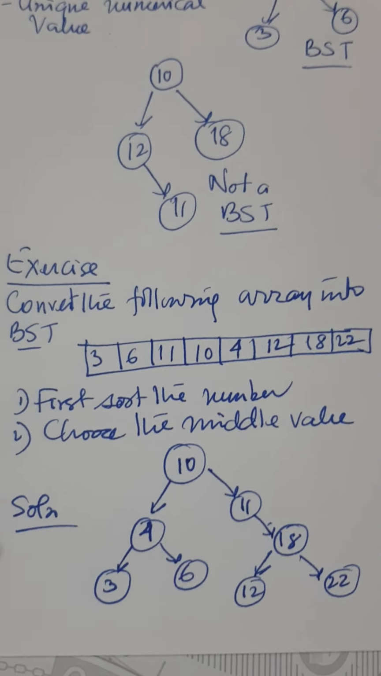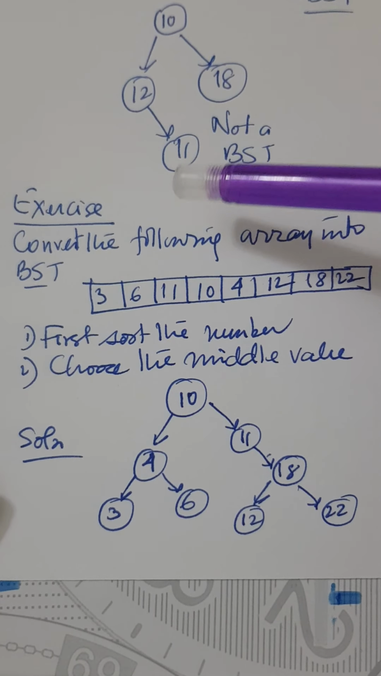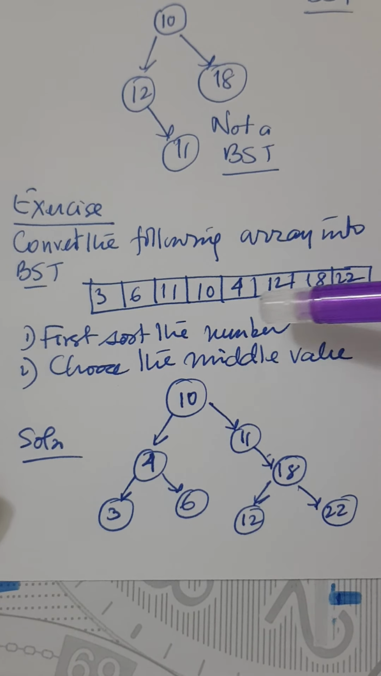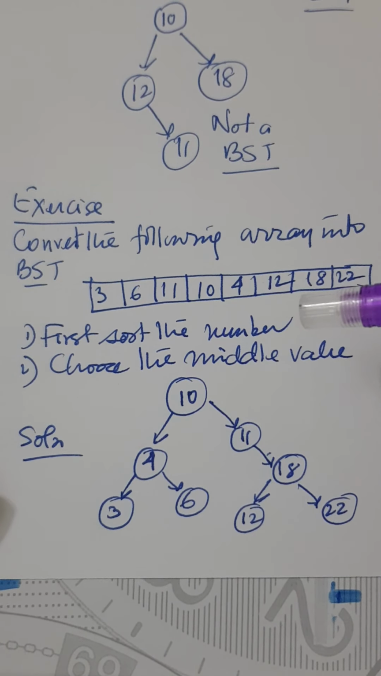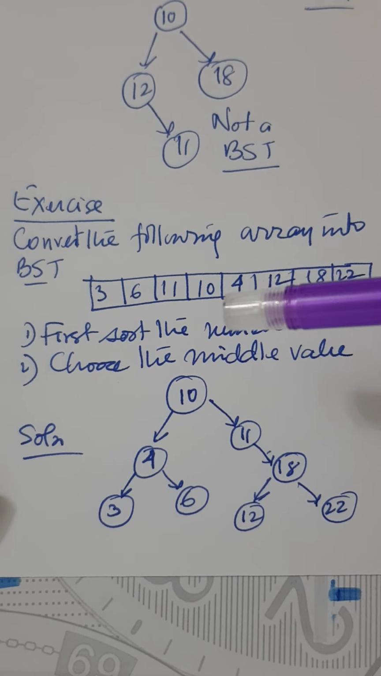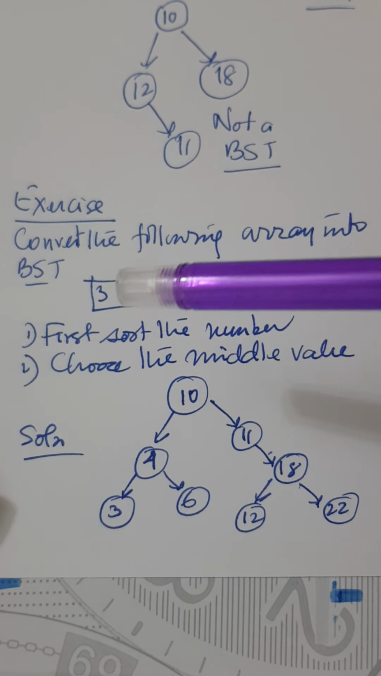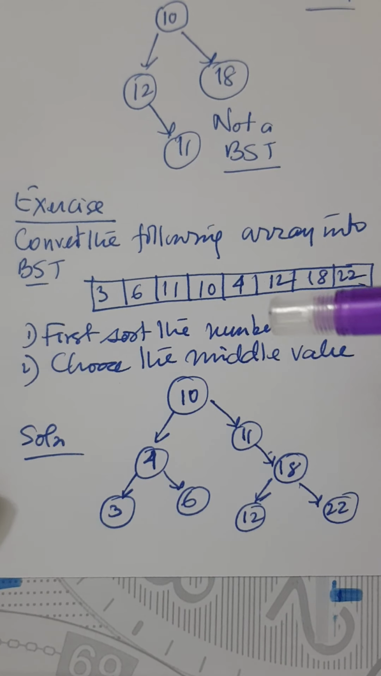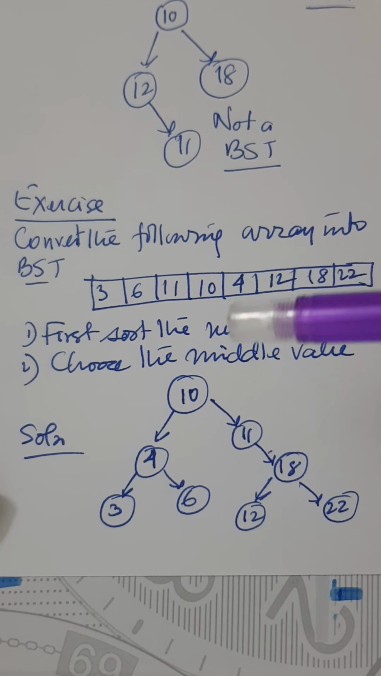I want to talk about one more very important exercise, which is very common and which we always face. Suppose I give you a set of numbers in an array, and you have to convert them into a binary search tree. It's sometimes a very challenging job. Why do we do this? Because we arrange numbers in a binary search tree so that we can search them very fast. With a set of numbers given in an array, your first task will be to sort the numbers.